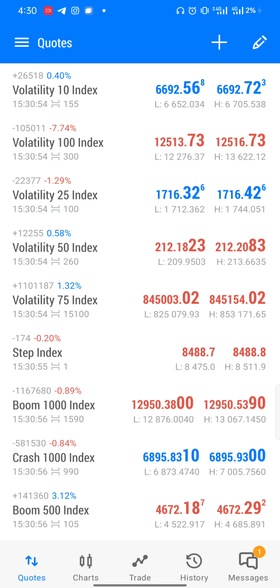So let's see how we can trade Crash 1000 index without losing your funds. This is a very nice strategy that I'm going to show you right now, and as you all know, just follow the rules to make money for yourself.